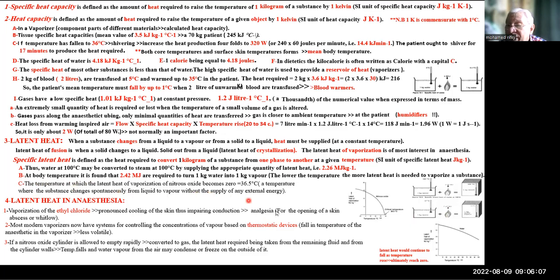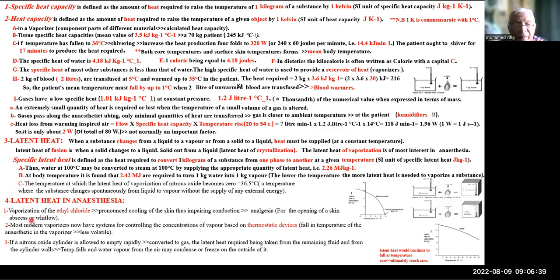Of course, nitrous oxide at 36.5, which is the critical temperature, is transferred to vapor without addition of temperature. You see, from the curve, you can see that no temperature is needed whenever it reaches the 36.5. You see, it changes spontaneously without aid.